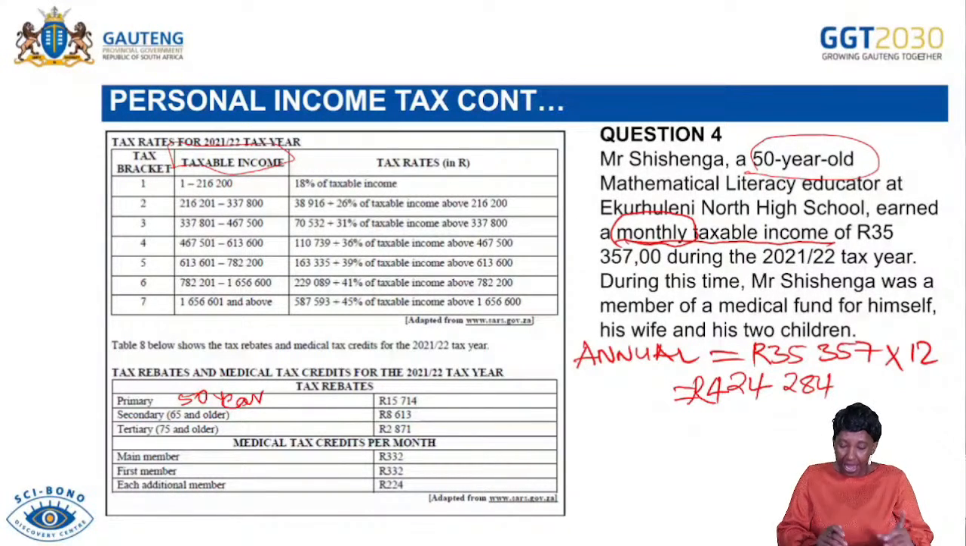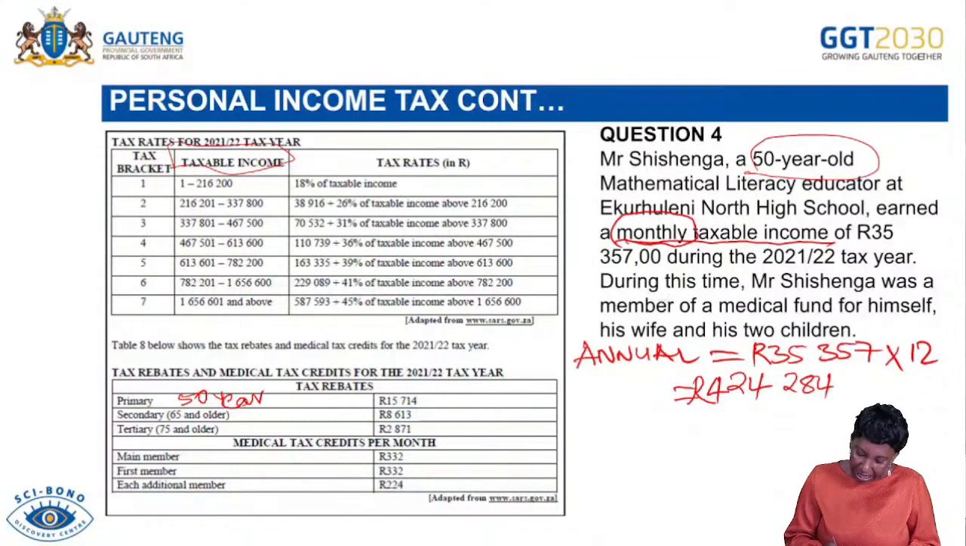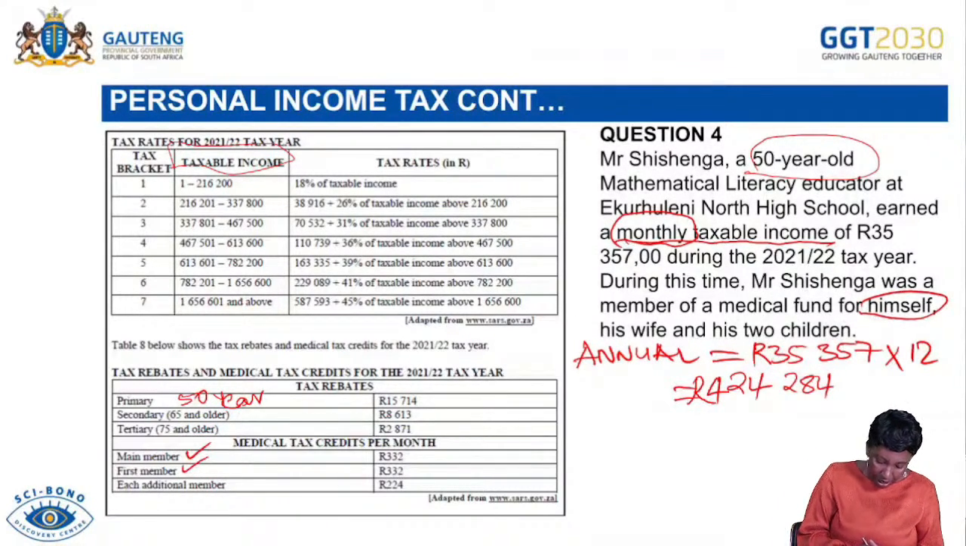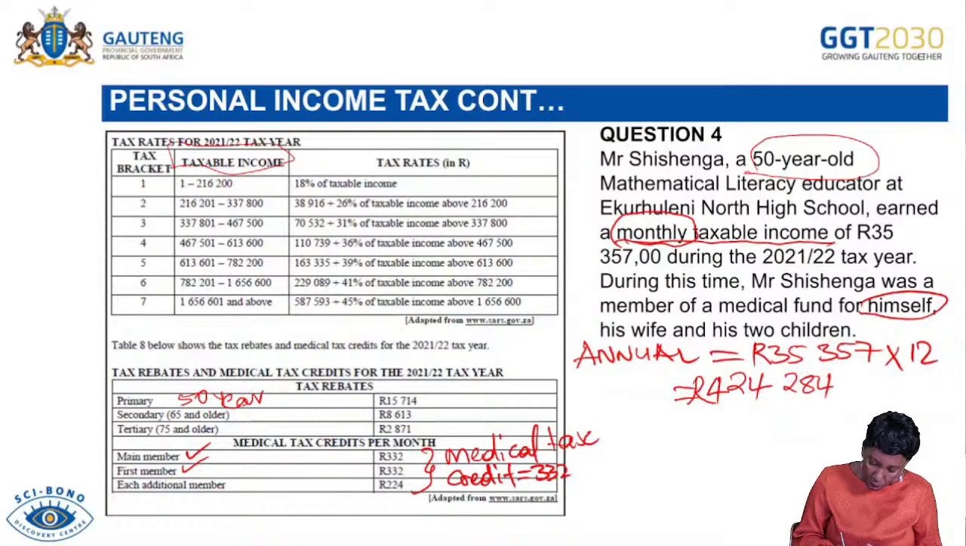This is what Mr. Shishenga earns annually. Again, number 2, they're telling us during this time, Mr. Shishenga was a member of a medical aid, and then for himself, meaning it is a main member, and then his wife, first member, and then his 2 children. Each child, it will be 224. So meaning for the tax credit, Mr. Shishenga, for medical tax credit, it will be 332 times 2 plus what?